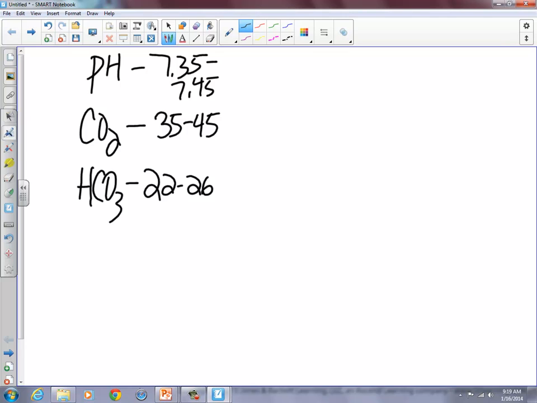So the way that we're going to tell if it's acidosis or alkalosis is going to be to look at what? The pH. The way that we're going to be able to determine if it's metabolic or respiratory is going to be to look at what? CO2 is going to be respiratory and bicarb is going to be metabolic, okay? So let's just look at an example.